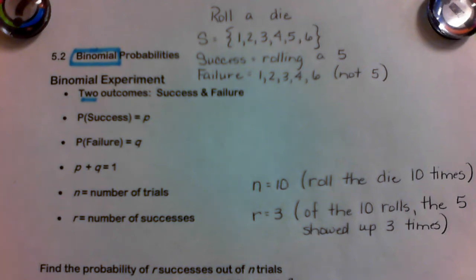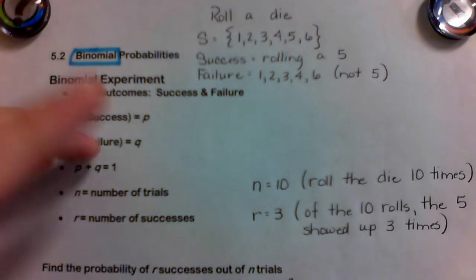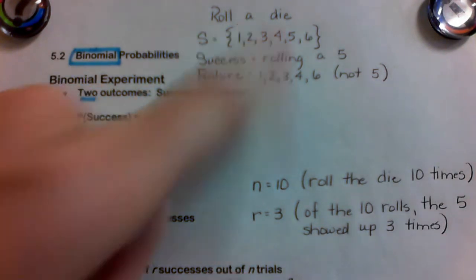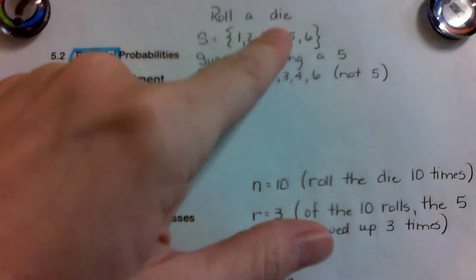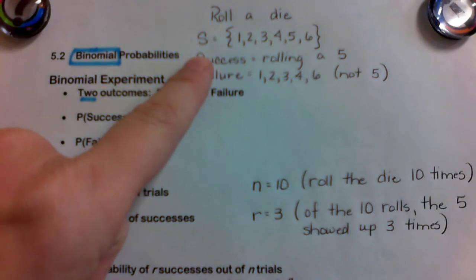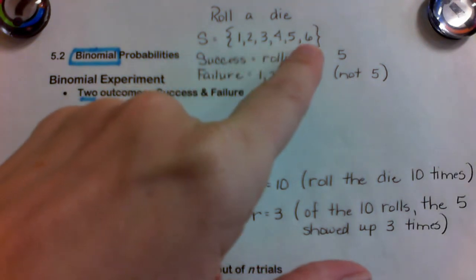Chapter 5.2. We're going to continue with probabilities, but now we're going to restrict our discussion to binomial probabilities. Here are some characteristics that I want to go over with binomial probabilities. I'm going to use the event of rolling a die as my example. So up here I have roll a die. What are my possible outcomes? 1, 2, 3, 4, 5, 6.